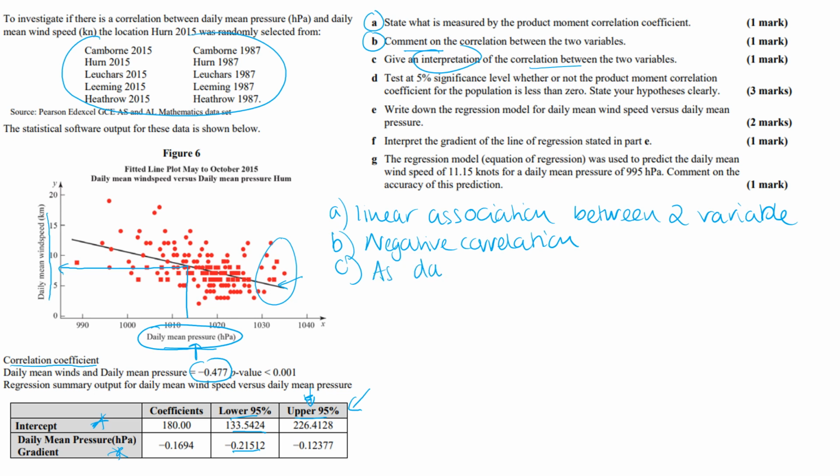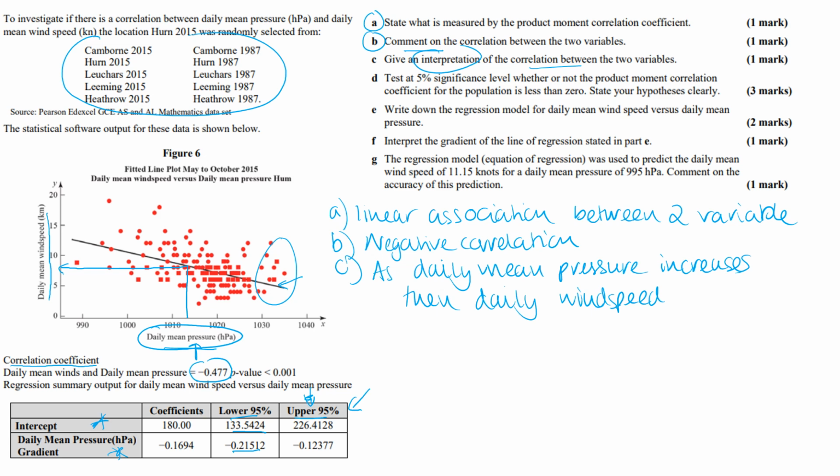Well, as the daily mean pressure increases, then daily wind speed will decrease. So that is negative correlation. As one goes up, the other goes down. I suppose you should have mean there. Okay, so whenever you're trying to interpret in terms of correlation, you just look at what the variables are on the axes. As one goes up, the other goes down. So you could write that the other way around, but I've just written it that way for now.